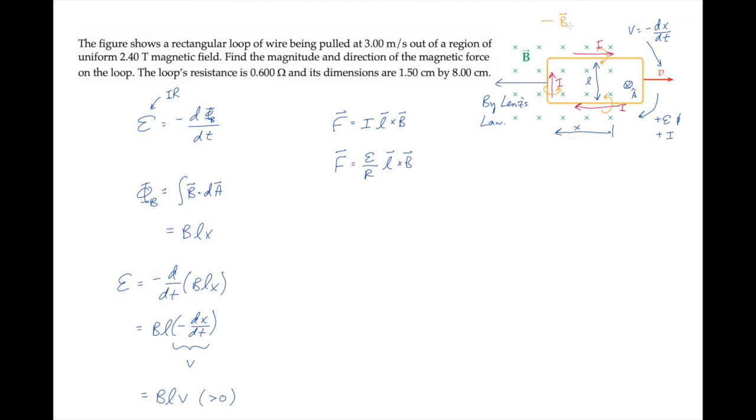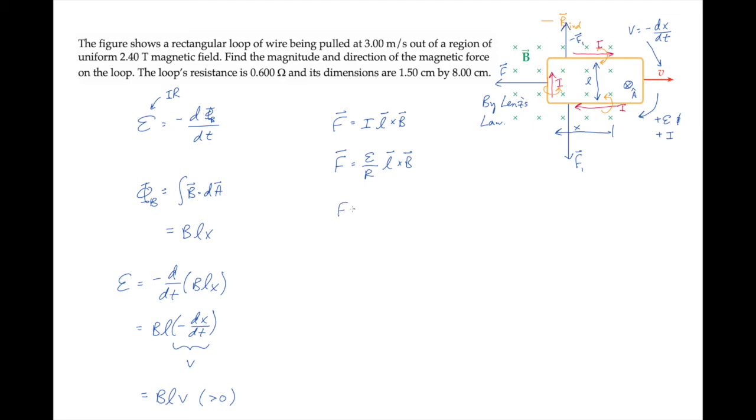Now that we know the directions of the currents, we can evaluate the direction of the force on each leg using I L cross B. On the bottom leg, L cross B is directed down. I'll call that force F1. On the top leg, L cross B is directed up. They have the same magnitude, so it's minus F1, and those two forces cancel each other. Only the force on this vertical leg will give us a net force. L cross B on that leg is to the left, giving us the same direction as we found in the beginning using Lenz's law.